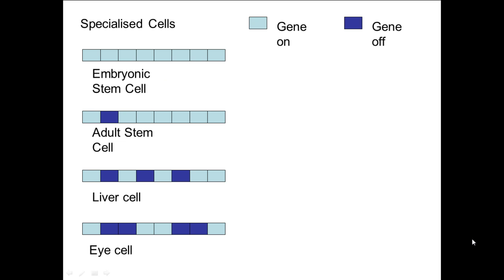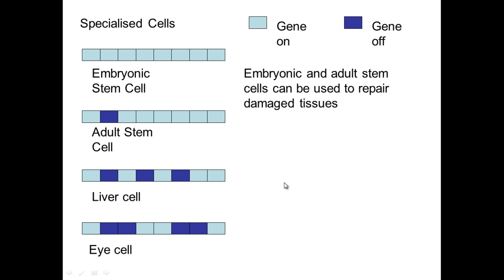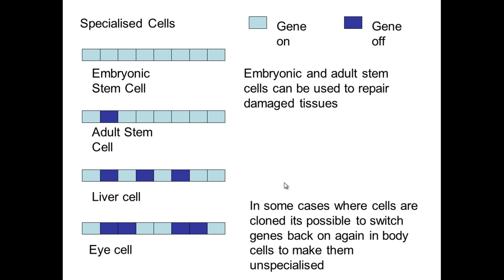Now there are some situations in which we can actually turn normal body cells, potentially like liver or eye cells, and in the right conditions we can actually switch on the genes that were previously switched off, and so we can produce stem cells that could potentially be used for research. Currently our embryonic stem cells can come from fertilised eggs, or we can take them from the umbilical cord post-birth, because obviously that contains a number of these cells.